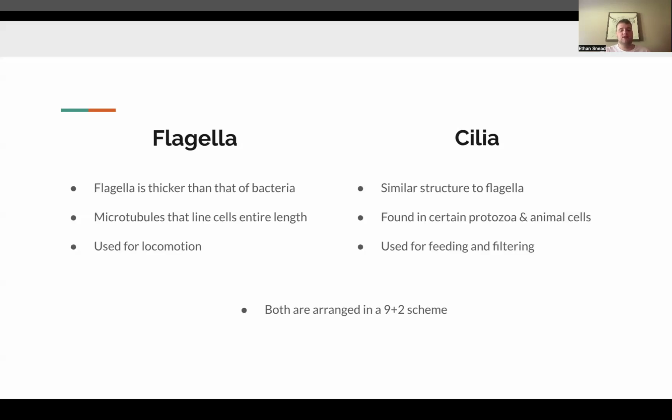Think of this as like a centipede. When they walk, their legs will cross over each other. This is the same thing that a flagella does when it moves.